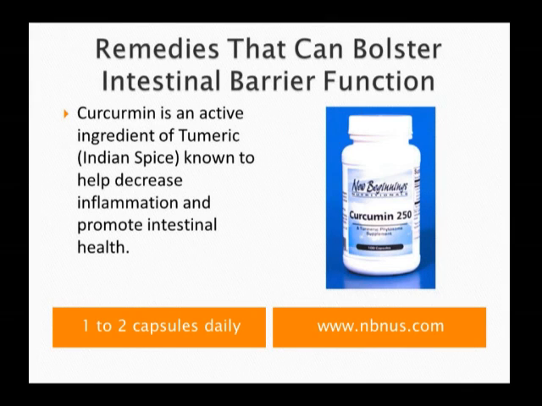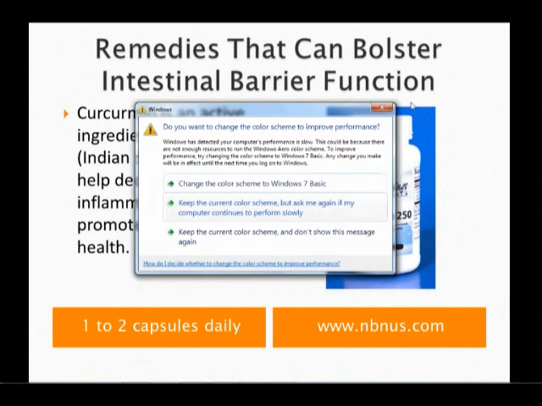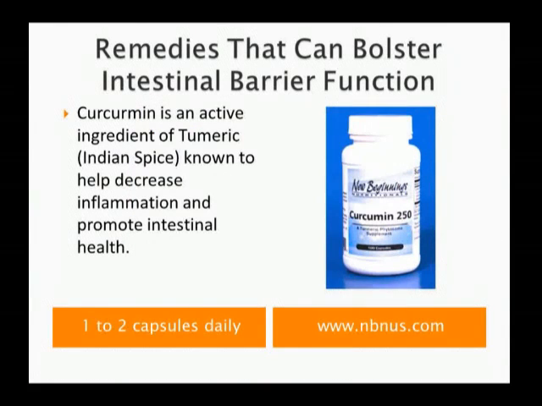Curcumin is the active ingredient in turmeric, which is an Indian spice. It's been known to not only help inflammation in the bowel, but also be a promoter of intestinal health overall, and it also helps to decrease inflammation throughout the body as well.